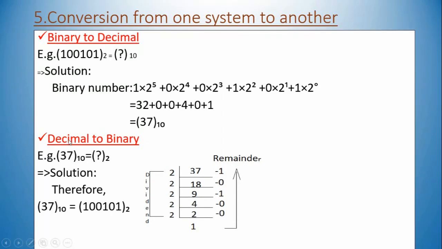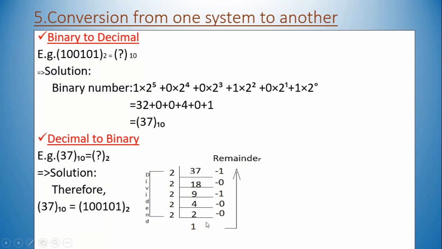And let's see about how to convert decimal to binary. It is just opposite to that of the conversion of binary to decimal. Here we multiplied by 2 in each and every binary digit, but here we divide the given decimal number by 2 in each and every step till the remainder comes 1 or 0 at last.